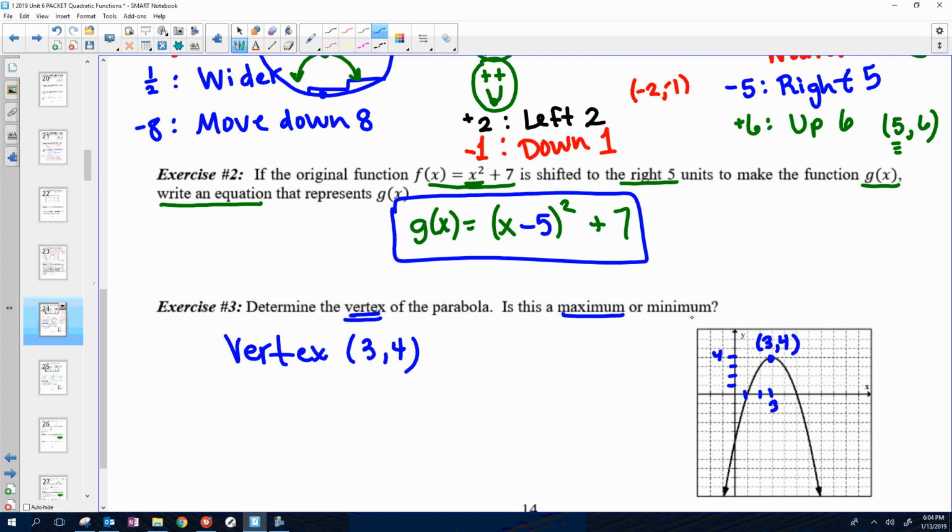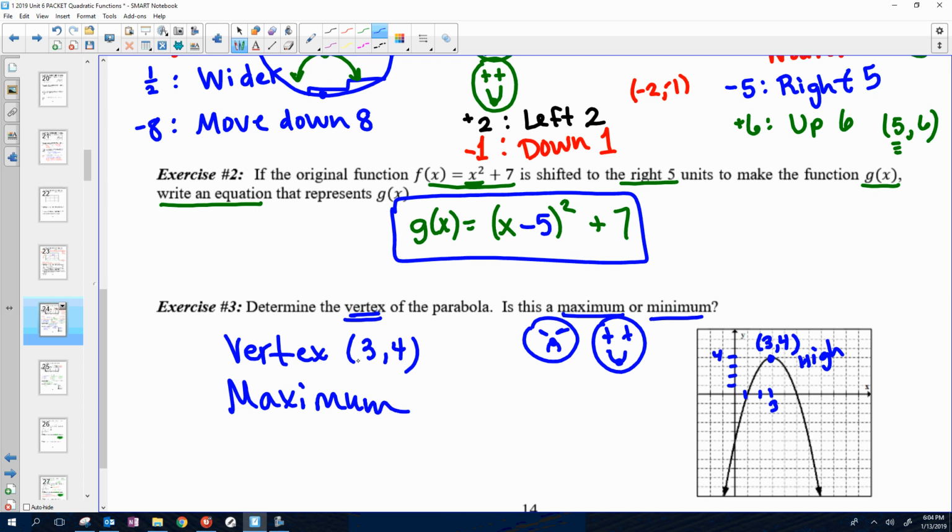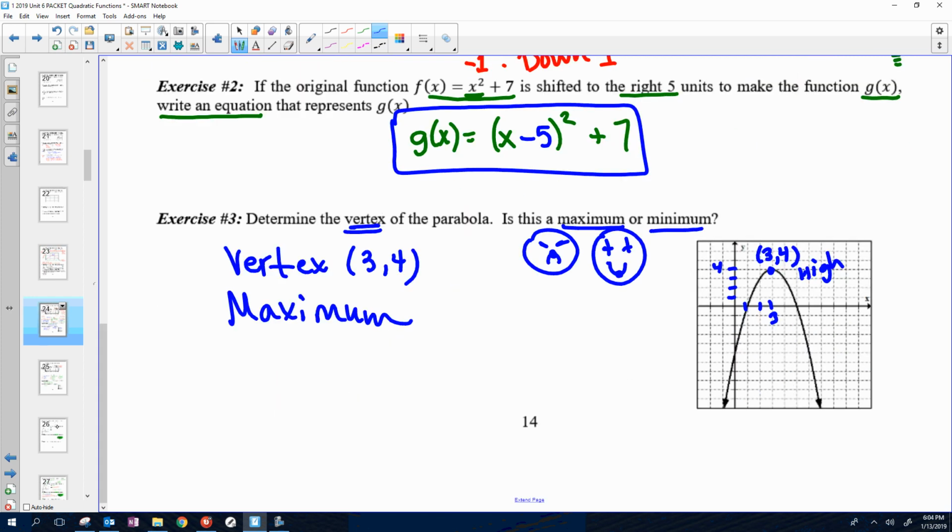Is this a maximum or a minimum? Well, if it was a maximum, it would be like this. If it's a minimum, it would be like this. You can tell that this is a high point, and that makes me think it's a maximum. Next page.